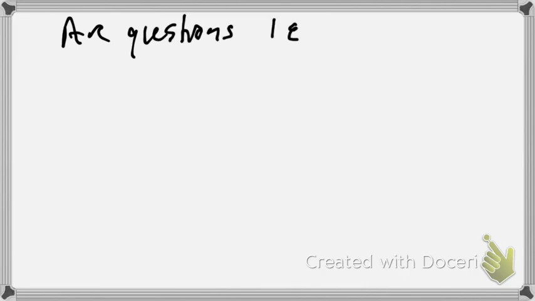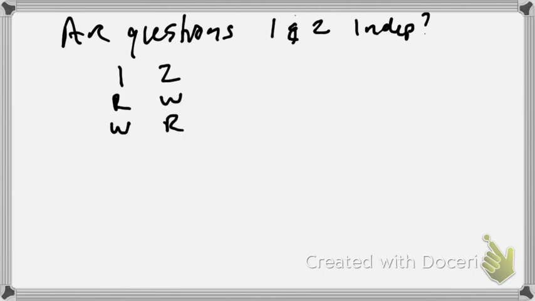We want to know, are questions 1 and 2 independent? Are questions 1 and 2 independent? Well, here's what could happen, right? Here's question 1 and here's question 2. What could happen is you could get it right and you could get it wrong. You could get question 1 wrong and you could get question 2 right. You could get question 1 right and question 2 right, or you could get question 1 wrong and question 2 wrong. That covers every possibility, right?